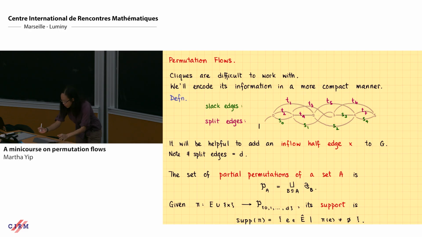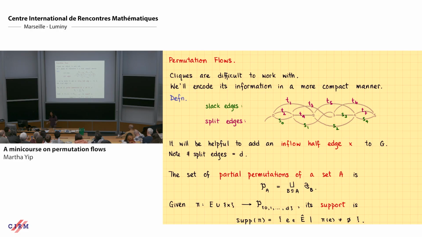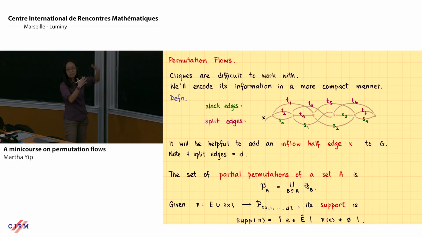And here, right, I've added a little appendage to my graph at the beginning. It will be helpful, really for the proofs, to add an inflow half edge x. So I'm calling this edge x. It doesn't come from any vertex. It just kind of exists. It goes into the source. And so note that the number of split edges is the dimension.